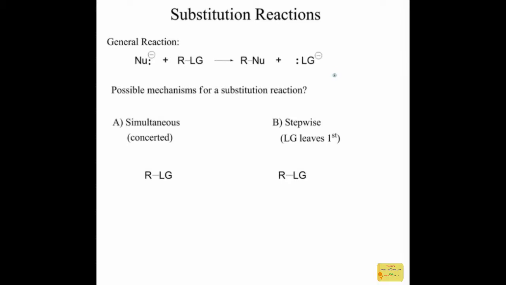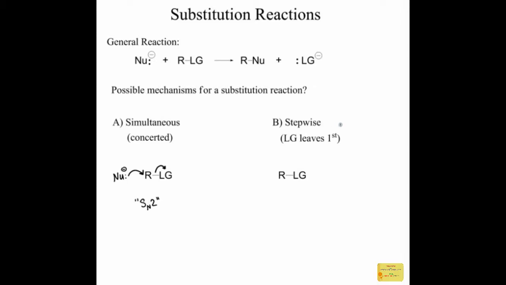two reasonable possibilities. One possibility would be a simultaneous mechanism, or in other words, a concerted mechanism, in which the nucleophile attacks the carbon, starts to form the bond with the carbon group at the same time as the leaving group leaves. That would be just a single-step mechanism that would accomplish the transformation. And this mechanism actually does exist. We'll be studying this. This mechanism is called the SN2 mechanism, a simultaneous concerted single-step mechanism.